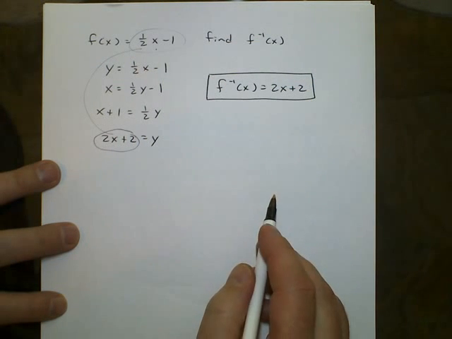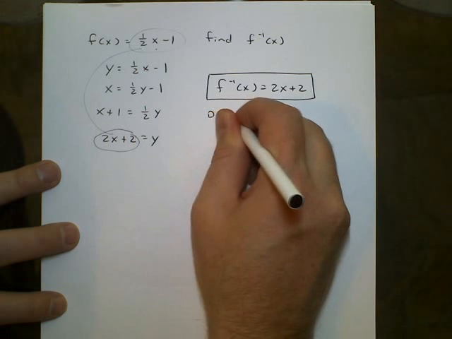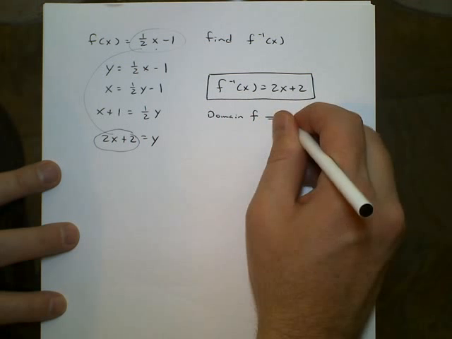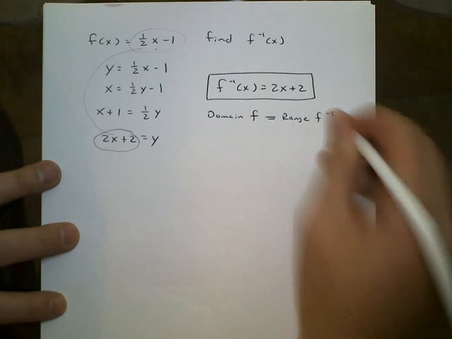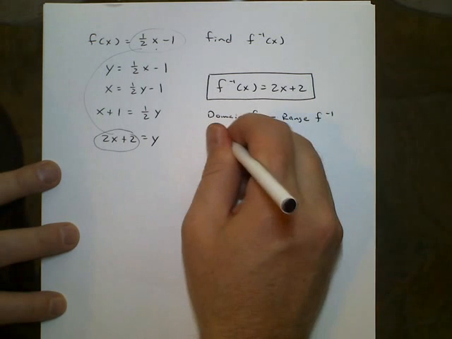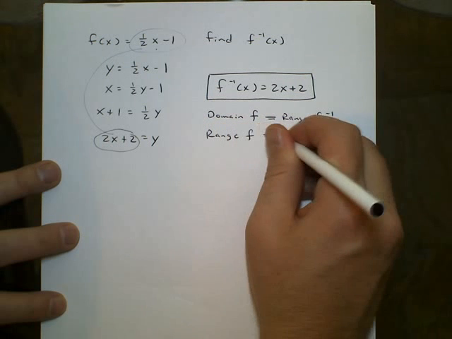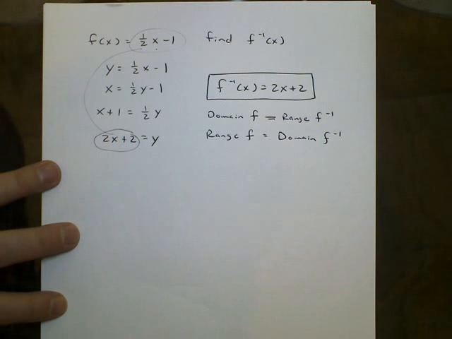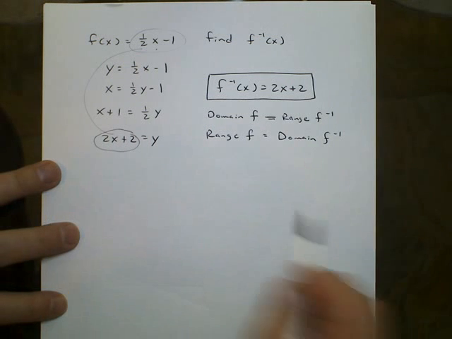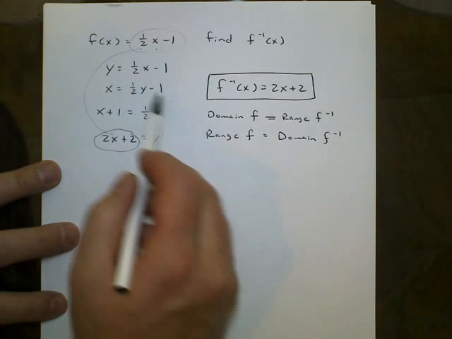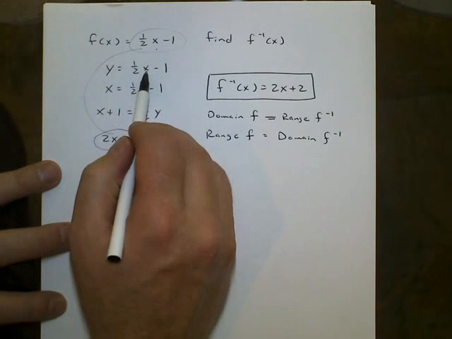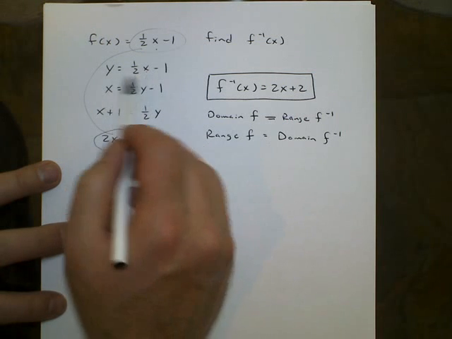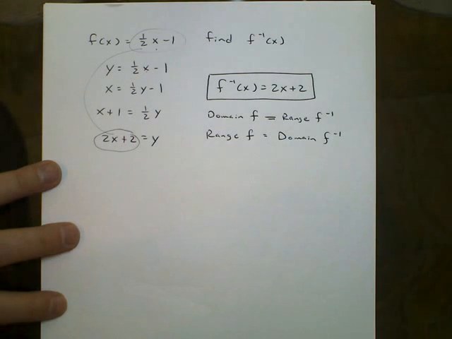Now when it comes to domain and range, the domain of f is equal to the range of its inverse. And the range of f is equal to the domain of its inverse. So the domain and the ranges switch. And if you think back here, when we did this little switch, remember x is our domain and y is our range, we switched them. Okay, we're switching domain and ranges for our function and for our inverse.